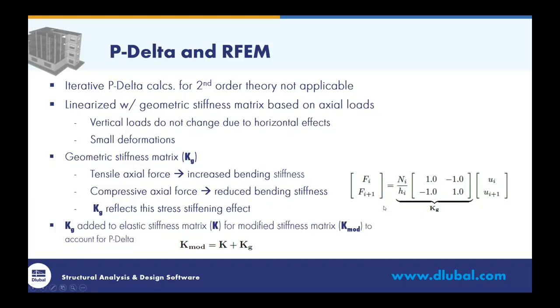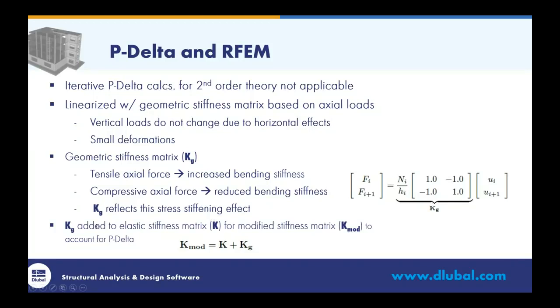Over on the right-hand side here, we have a set of equations with just 2 degrees of freedom to show you what this means. Over on the left, we have our force. Over on the right, we have our geometric stiffness matrix K sub G, multiplied by the displacements. You'll notice that the geometric stiffness matrix is only dependent on 2 variables, and that is the axial load within the member and the length of the member. It's not dependent on anything else.